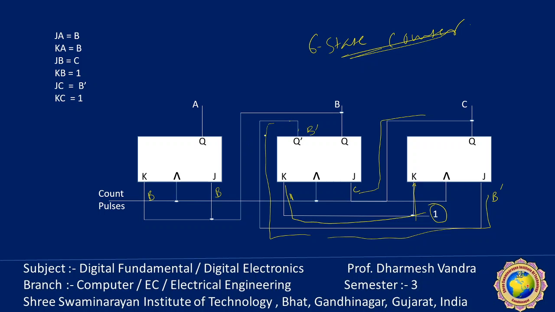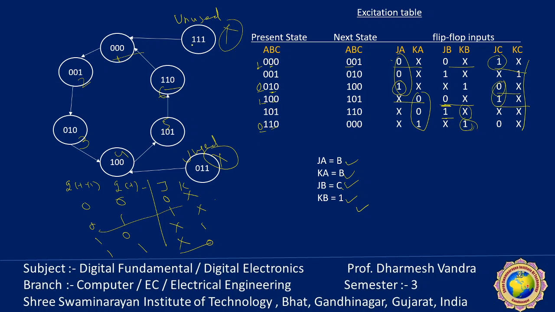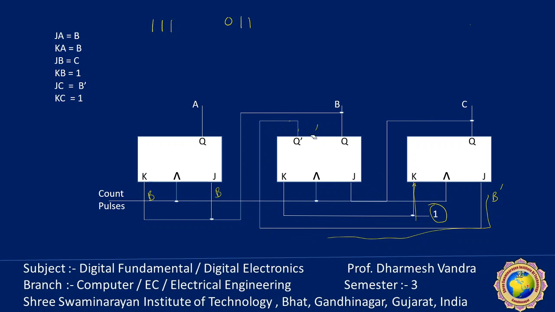Okay, 6-state counter. Suppose two states are unused: 1 1 1 and 0 1 1. Okay, now let's see 1 1 1, 0 1 1. These two states are unused, not considered. Now we have to identify what the next condition is in this situation. Okay, so let's see if we can find out from this circuit diagram.